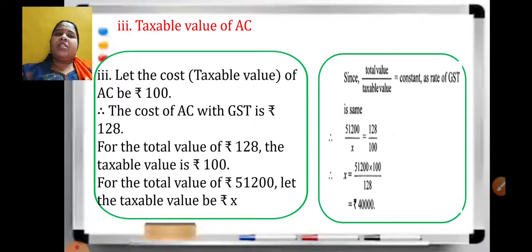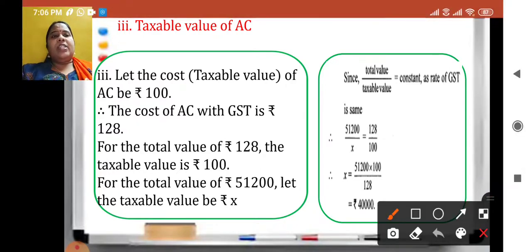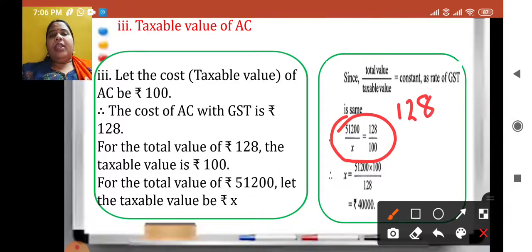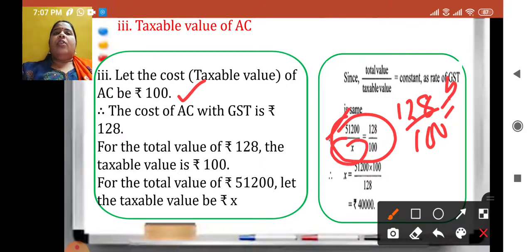Total value upon taxable value is constant. Okay, this is what I have given you as a formula to remember, as the rate of GST is same. Now this is a ratio which I have told you. How do I get that ratio? See, 128, okay, is what? Is the total value when the amount of the taxable value is 100. This is nothing but, what is the total value given in the question? 51,200 upon, yes, taxable value is X.